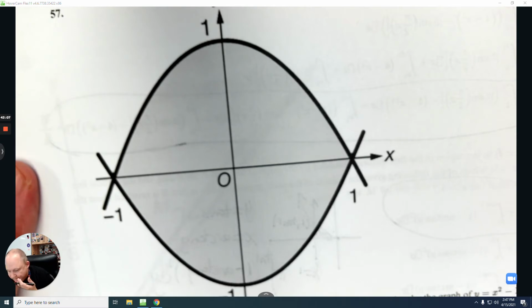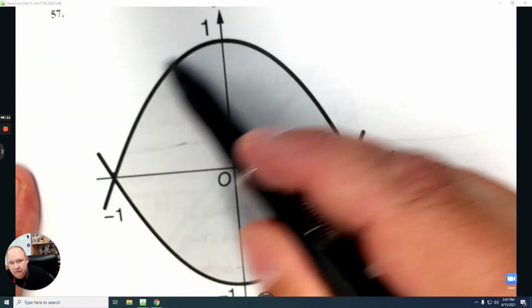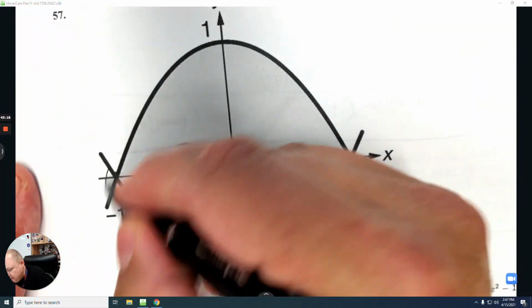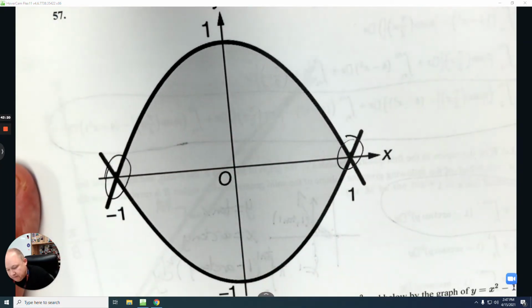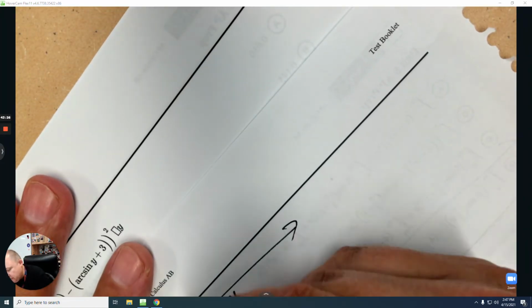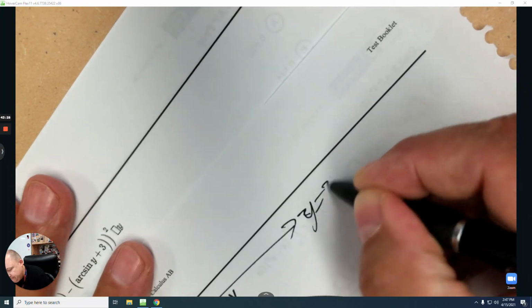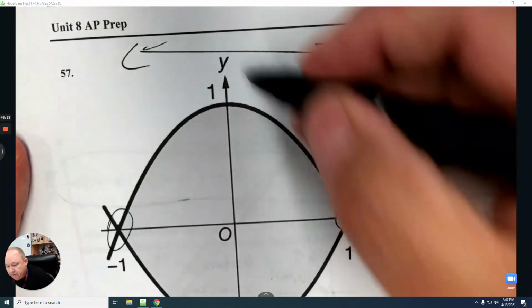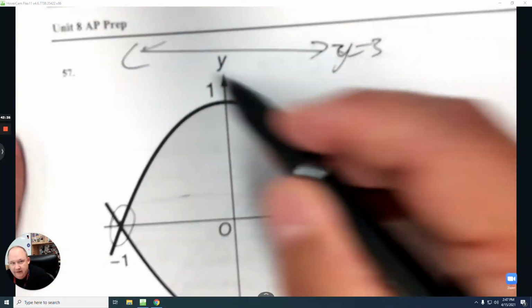So in 57, let R be the region bounded by that graph. So the top is 1 subtract x squared. The bottom is x squared subtract 1. So 2 parabolas. So these are going to be my bounds. So what's the volume of the solid generated when that region is revolved around y equals 3, which is somewhere up here? So there's a space between this region and the line that I'm revolving around.